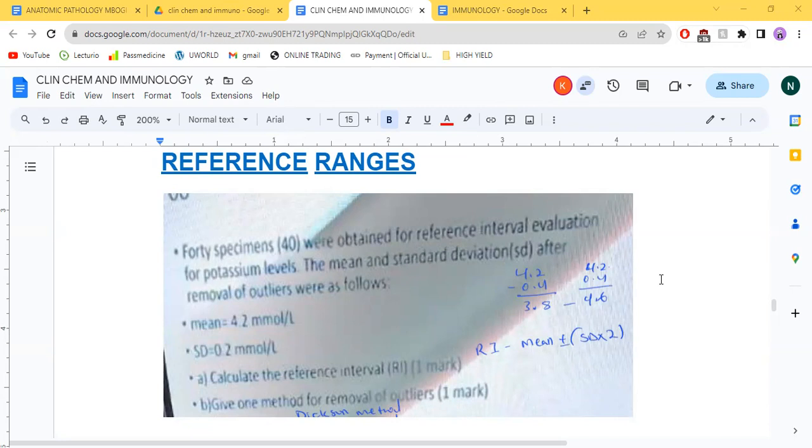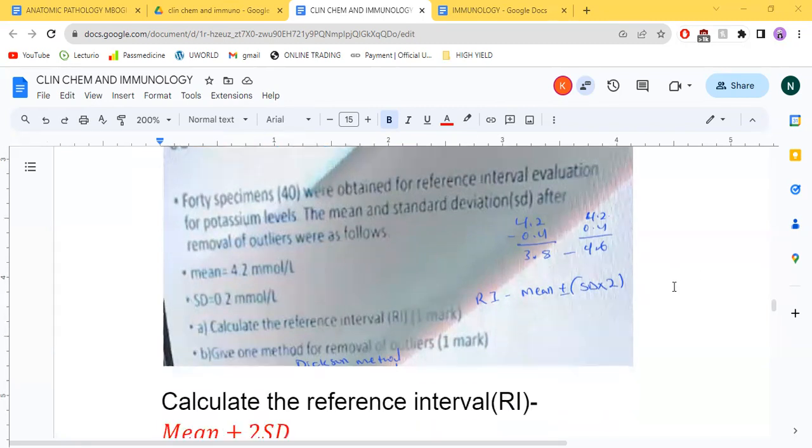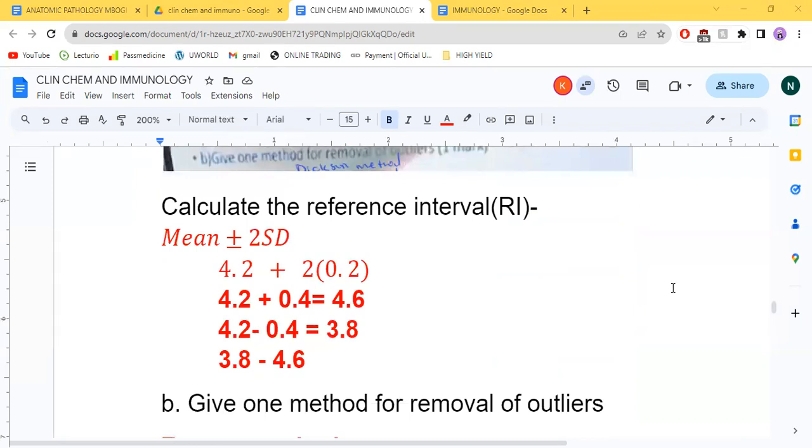So we'd use this CAP formula. The reference interval is usually mean plus or minus standard deviation times 2. So standard deviation is going to be 0.2 times 2. So it's going to be 4.2 plus 0.4, which is 4.6. Then that's the higher end. Then the lower end of the reference interval, because it has to have a lower and a higher. The lower is going to be 4.2 minus 0.4, which is going to be 3.8. So our reference interval will be 3.8 to 4.6. So we just have to remember this formula. Reference interval is equal to mean plus or minus two standard deviations.